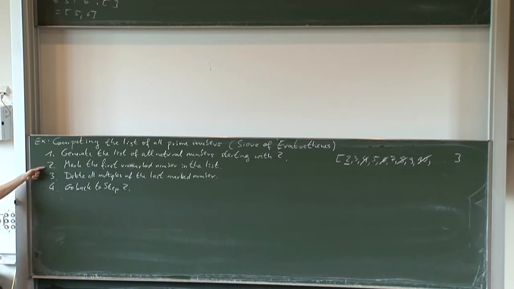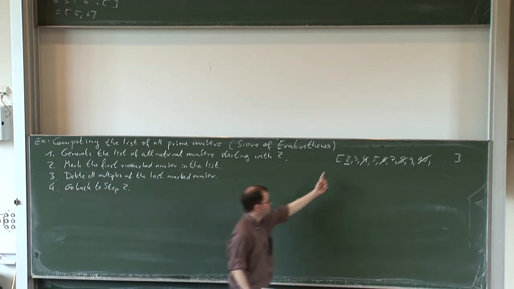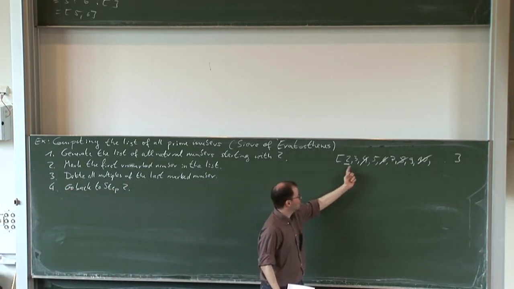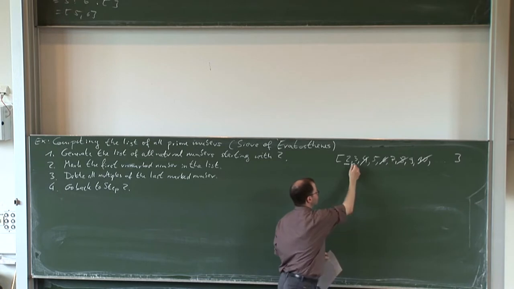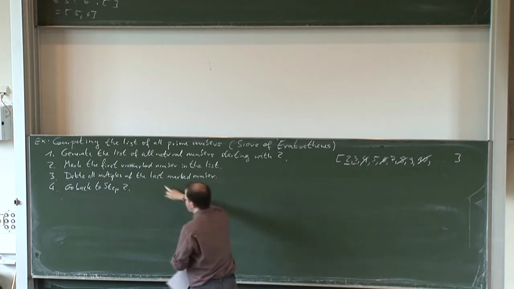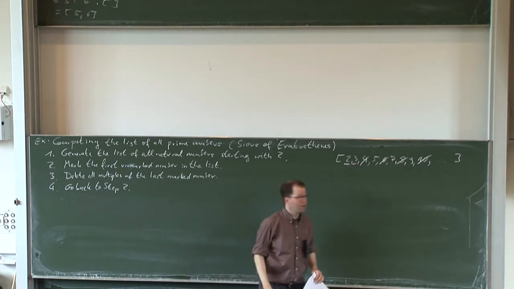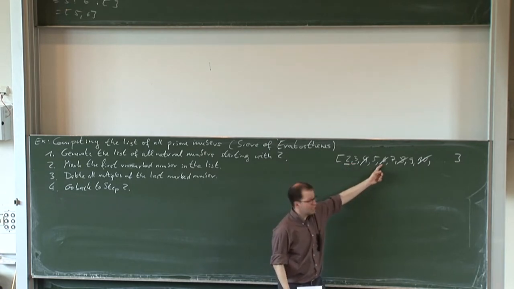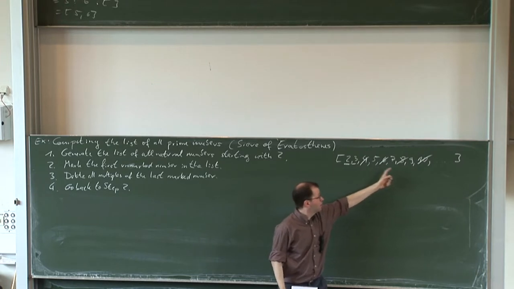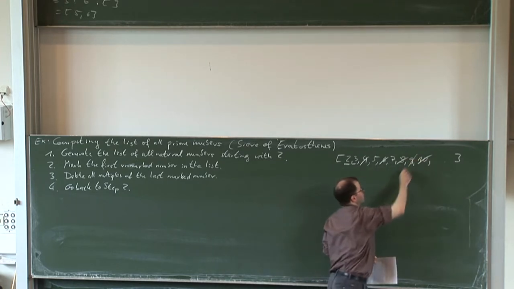So step 2 says mark the first unmarked number in the list. Now the first, from left, unmarked number in the list is 3. 2 is already marked, 3 is not marked. So 3 we mark now. Step 3 says delete all multiples of 3. Okay, what are the multiples of 3? 6 is a multiple of 3, this is already deleted. 9 is also a multiple of 3, so we delete it.